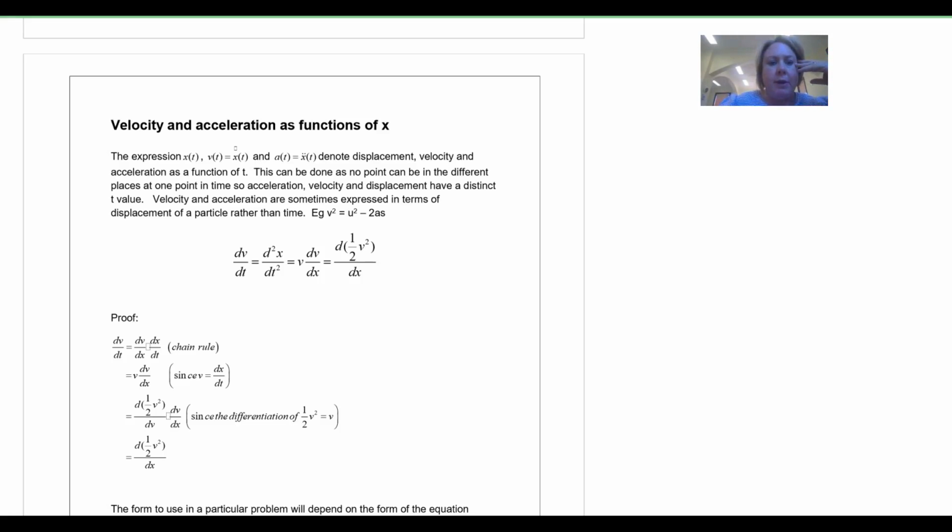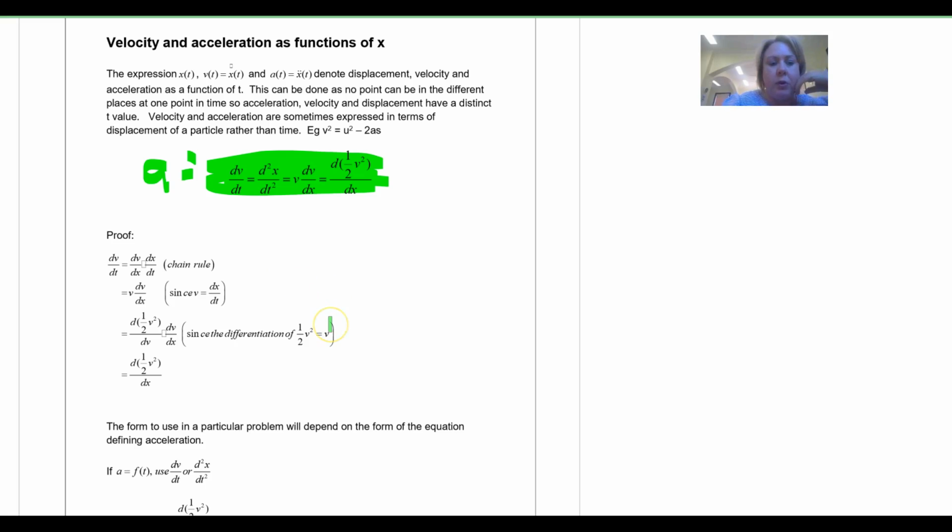All right, velocity and acceleration as a function of x is an extension topic. And they actually really help you out in the formula sheet on this. They give you these formulas. They say a, acceleration, is equal to dv/dt, which we know from the 2-unit work, or the second derivative of x, or it's equal to v dv/dx, or d of half v squared/dx. Now we can prove those here, which I'll go through in class, but I just want to show you how to use them.